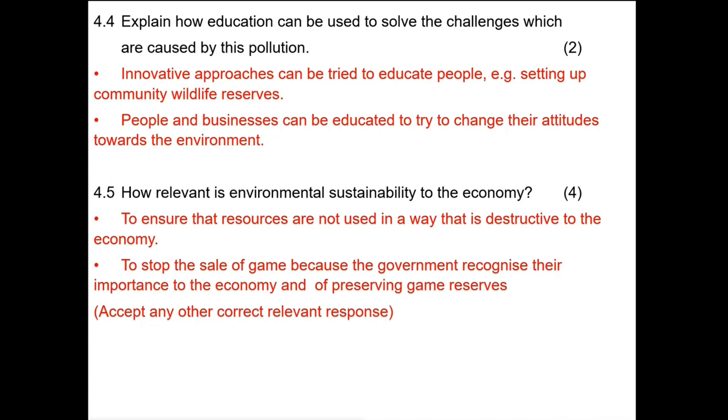Really well put, or structured that sentence, sustaining the environment, so it makes it possible for those resources, and not just in terms of production. Like what is up on the screen, the second bullet there, to stop the sale of game. So why are things like poaching illegal, right? Rhinos and all of this, because these animals, wildlife, are killed for trophies.